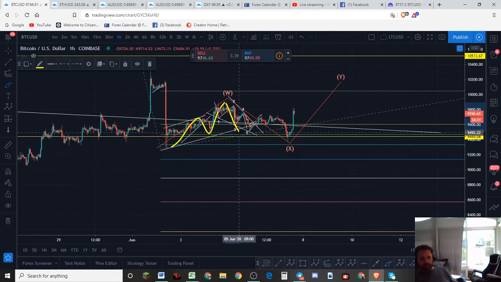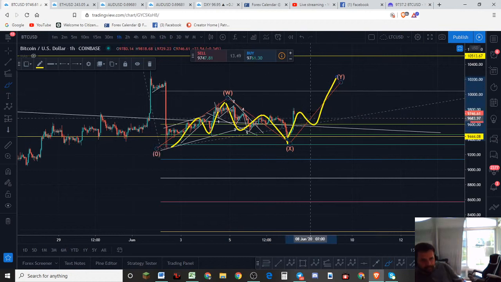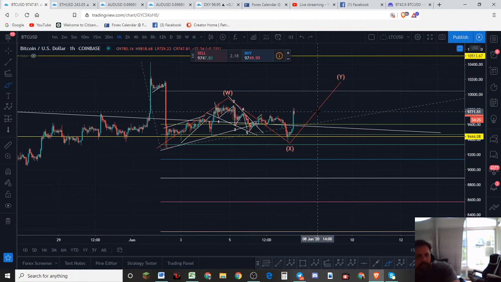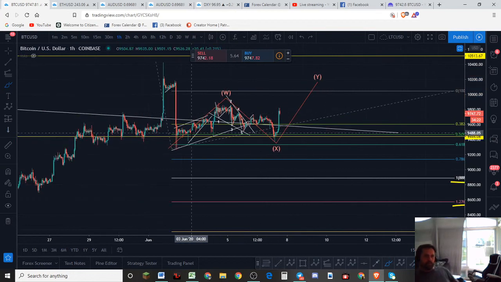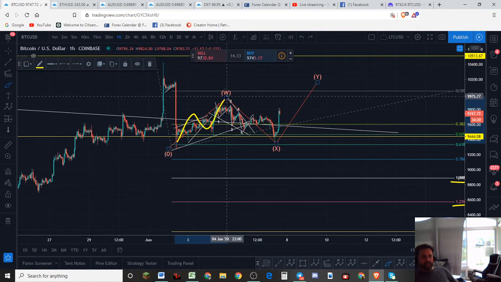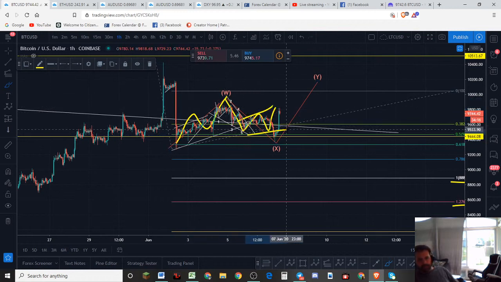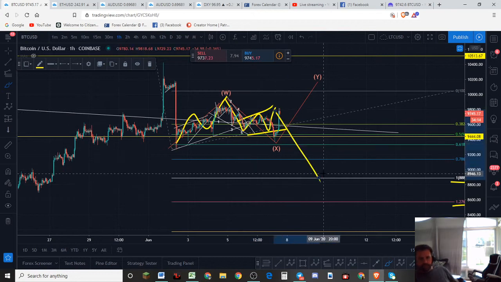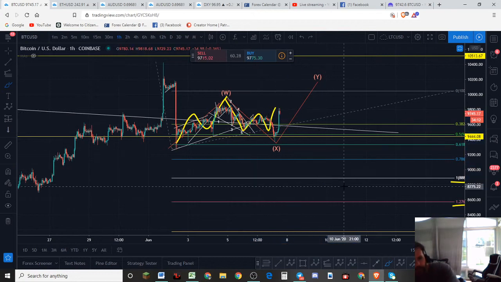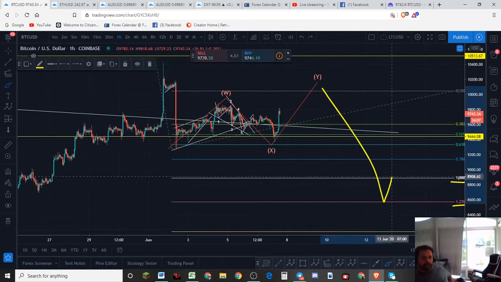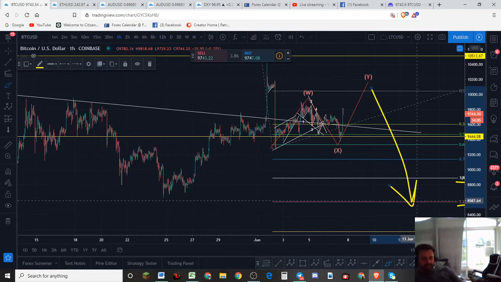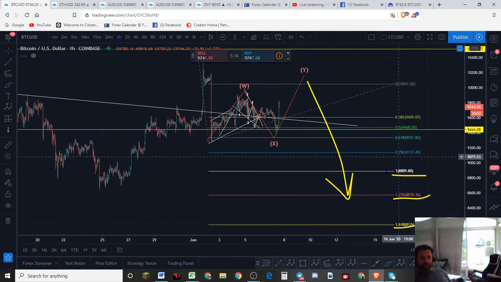So right now, this is what we got. Either this WXY, or we've got a finished ABC, and this is one, and this is a flat two wave, and now we're going down from here. Those are the two options right now. But in both, long term, we're going to get another down move. How far we go, I can't say. I've given some targets already, right here on the fibs.